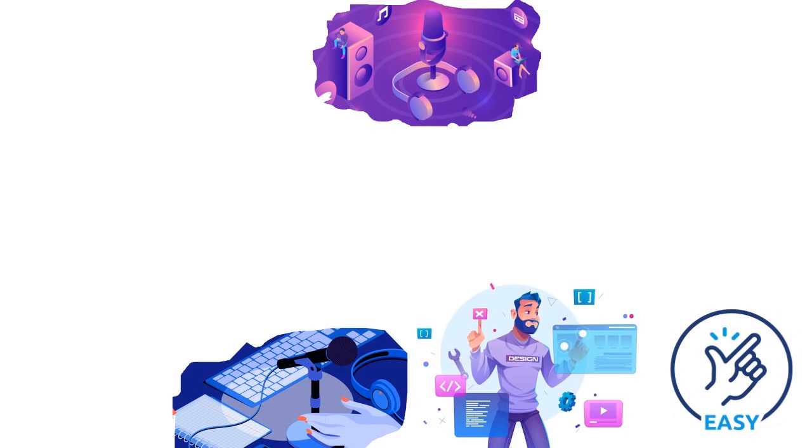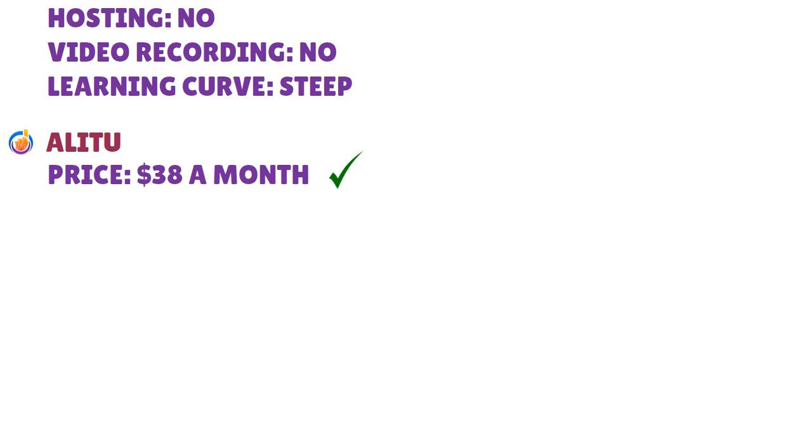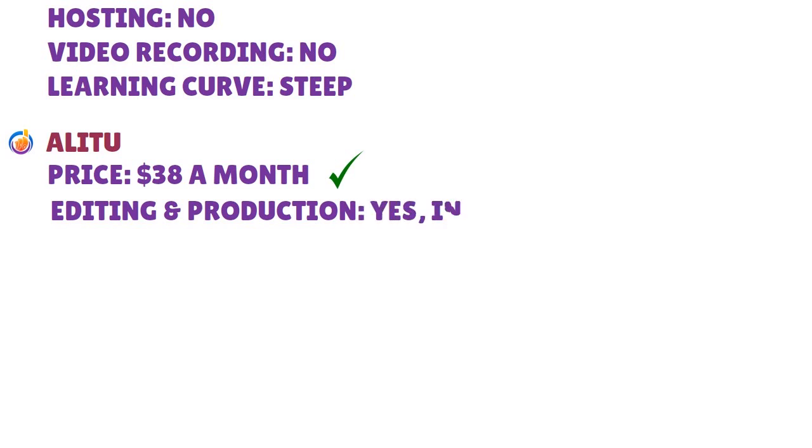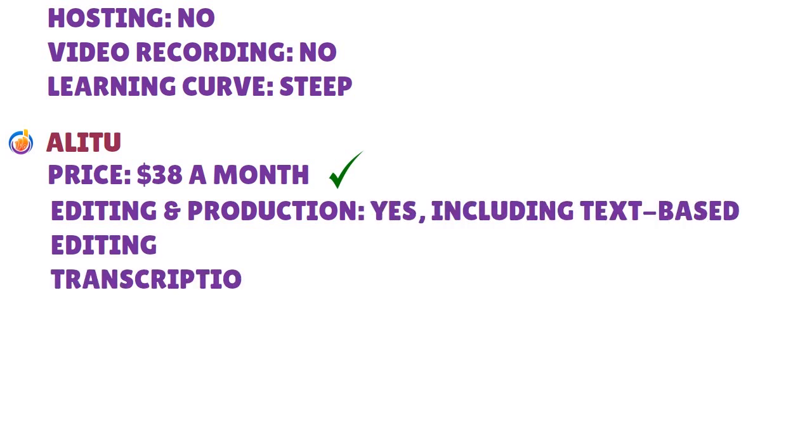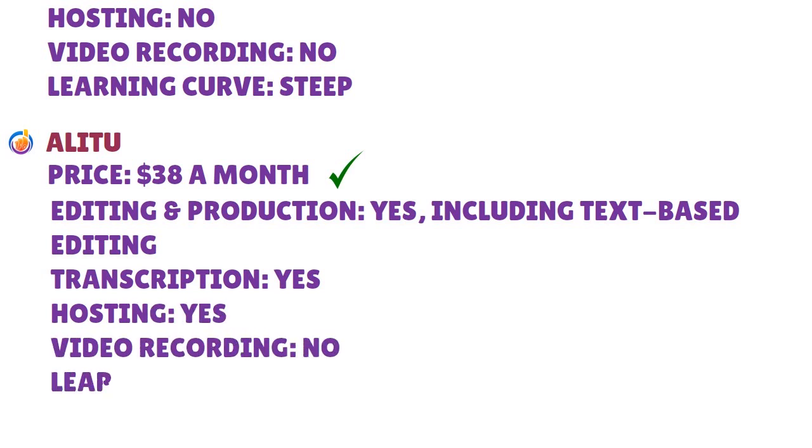So when you think about Alitu, think about a podcast maker tool. The price, as I said a little earlier, is a maximum of $45 to $55 a month. There is editing and production included, including text-based editing. There is transcription. There is hosting. There is no video recording though. And the learning curve, there's not really a process with Alitu. Pretty simple platform in our view.